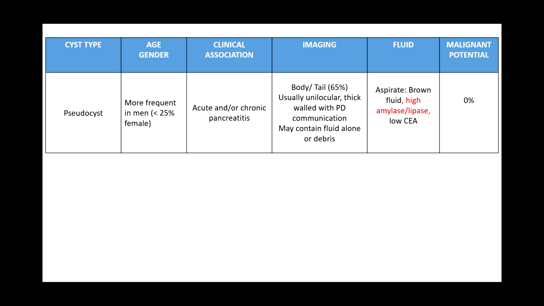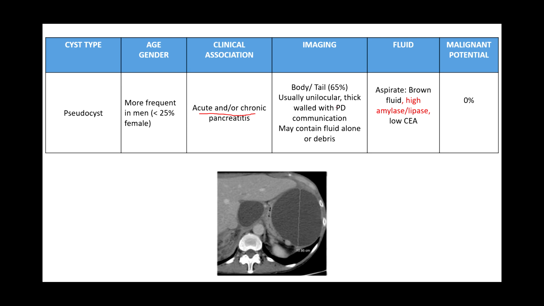The first one is pseudocyst. It's more frequent in men as compared to women. It can be seen in acute or chronic pancreatitis. Imaging wise, you can see mainly pseudocyst in body or tail. These are usually unilocular, thick walled, and they have a pancreatic ductal communication in most of the pseudocyst. They may contain fluid or sometimes they may also have debris.